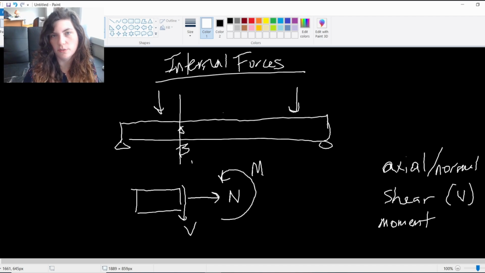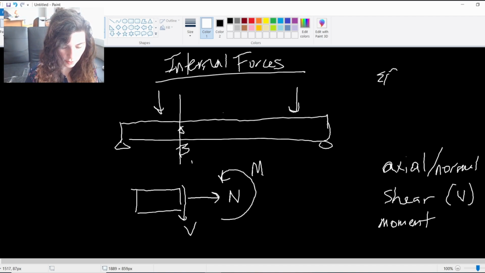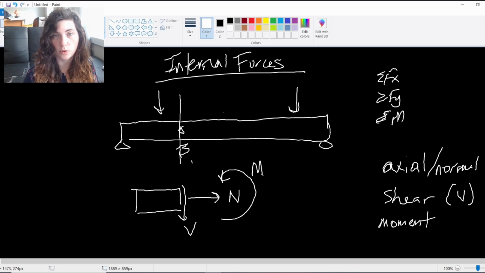So this feels kind of familiar to what we've seen before, right? Our 3 equilibrium equations where we were doing the sum of X forces, the sum of Y forces, and then the sum of our moments. Here our X force is the normal force, now called normal or axial force. Our Y force is the shear force, labeled with a capital V. And then our moment is our standard counterclockwise moment, labeled with M as we've seen it before. So these are the forces that a beam can be experiencing on its sides.